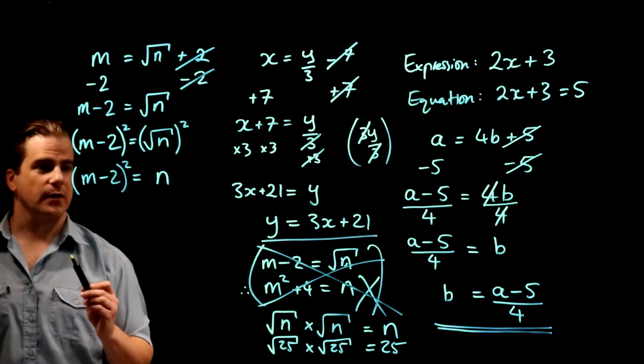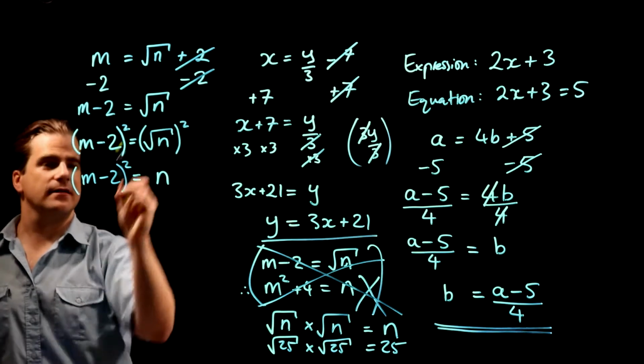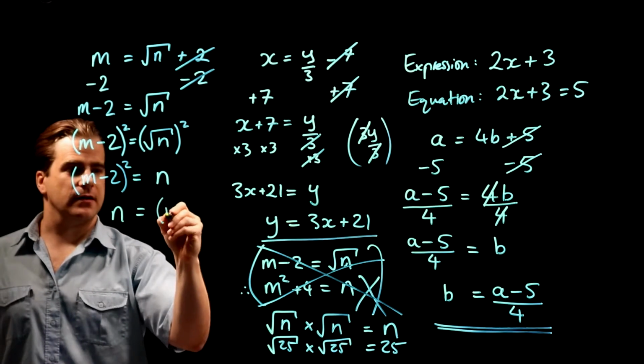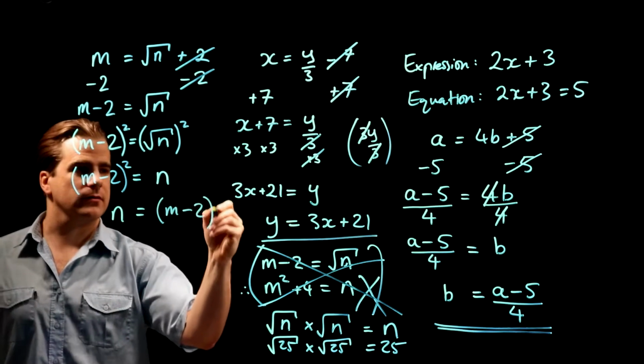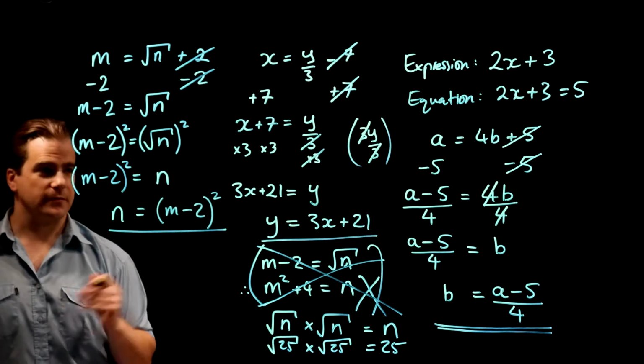So, we've done it. We've made n the subject. We've gone from there to there. So our final answer is n equals m minus 2 all squared. Brilliant.